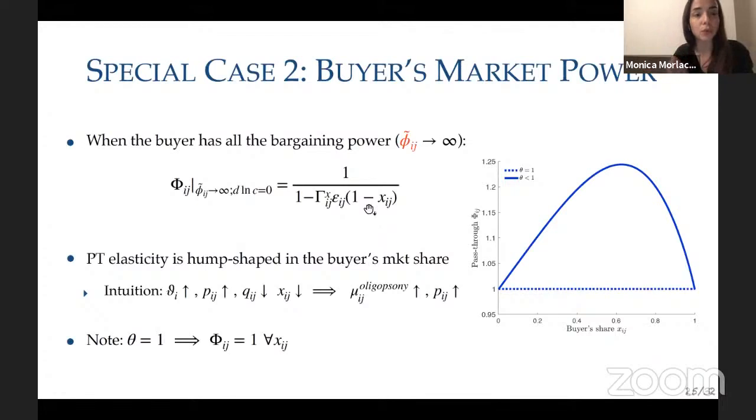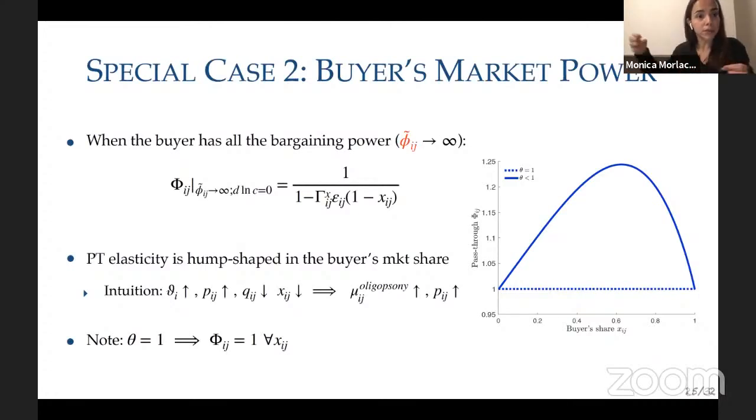From the markup point of view, if the buyer has all the bargaining power, this is how the pass-through looks. The seller does not have any bearing on the pass-through elasticity. What matters is the buyer. However, as the price increases because of the tariff, the demand of the buyer goes down because there is a negative relationship between price and quantity. But as the quantity decreases, the buyer share, the X, decreases as well. The markup is a negative function of the buyer share, so as the buyer share decreases, the market power of the buyer also decreases, and the seller can charge a higher markup.